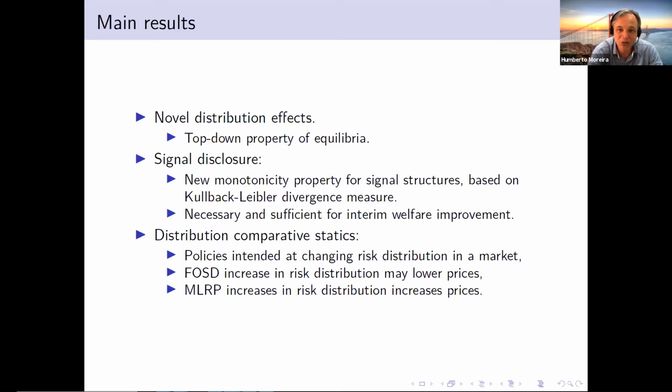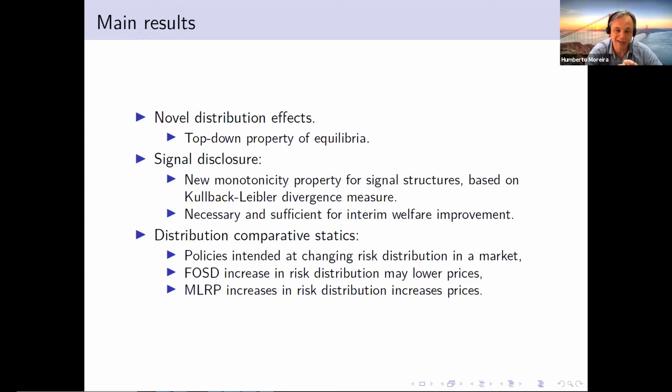So it's not that we are using the entropy as a way to measure the monotonicity, but the monotonicity property that we identify that leads to the welfare enhancing property is naturally related to this Kullback-Leibler divergence measure. I'm going to explain this better when I present the result. So with that, we're going to have a necessary and sufficient condition to show when a signal structure is going to be beneficial for the insurer, right?